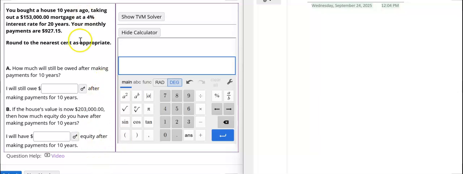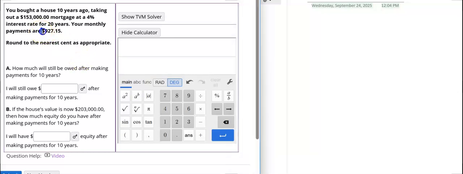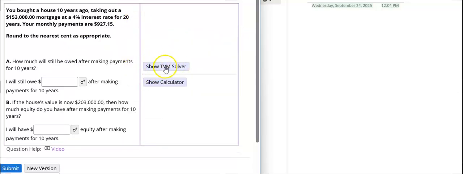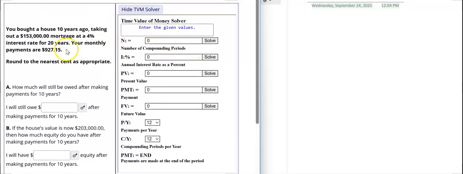Okay, in this question, slightly different than finding monthly payment, because this question gives you the monthly payment. Looking for how much you still owe after making payments for 10 years. Okay, that's the question. So again, we have to use the TVM solver to solve these questions, but you have to be careful when you put the values in the TVM solver. Okay, so here's the question.